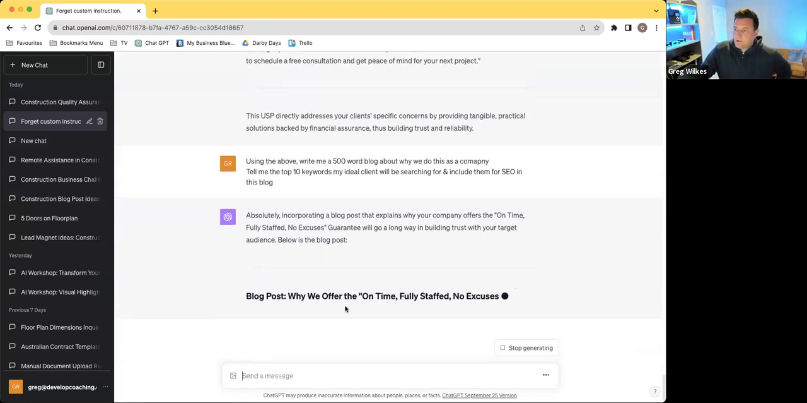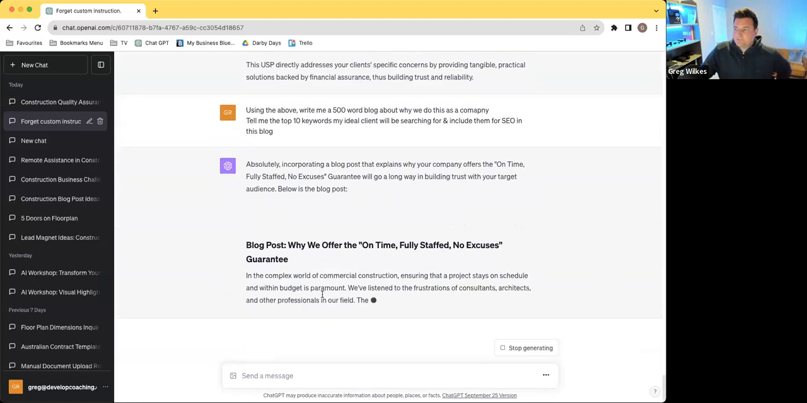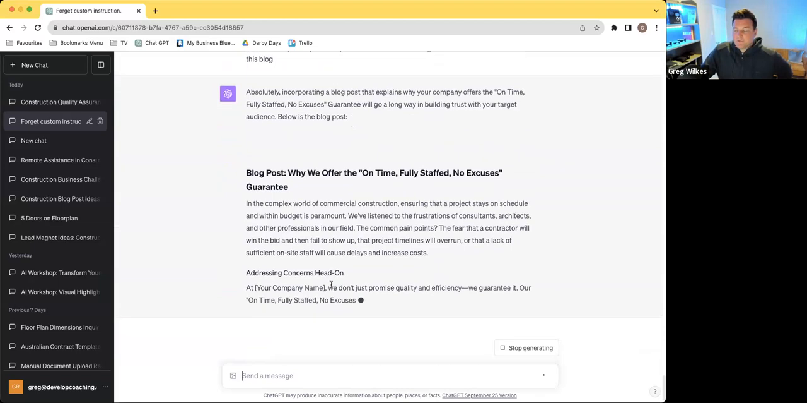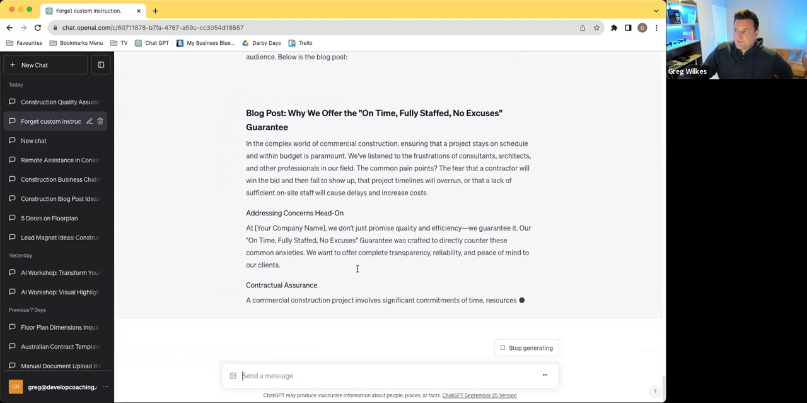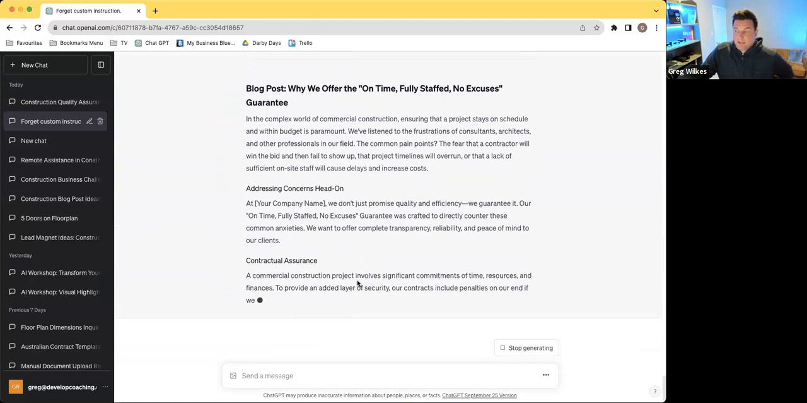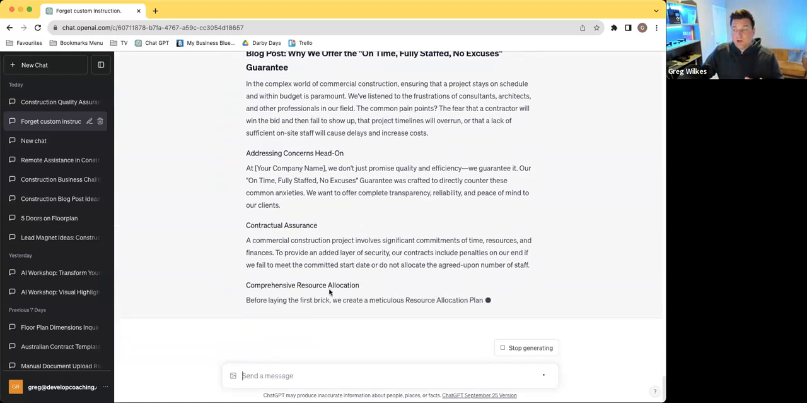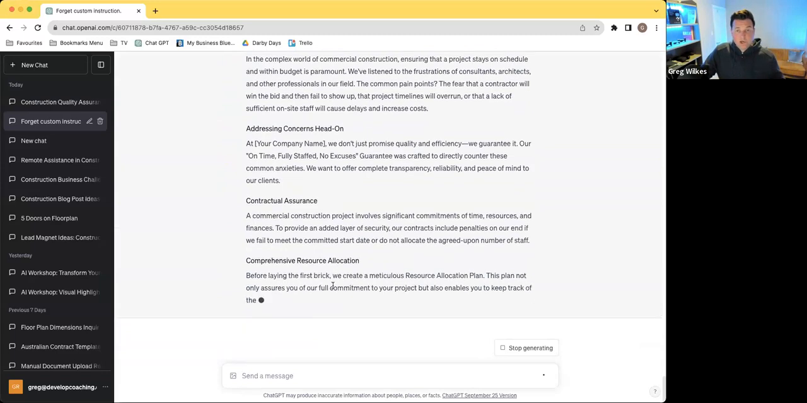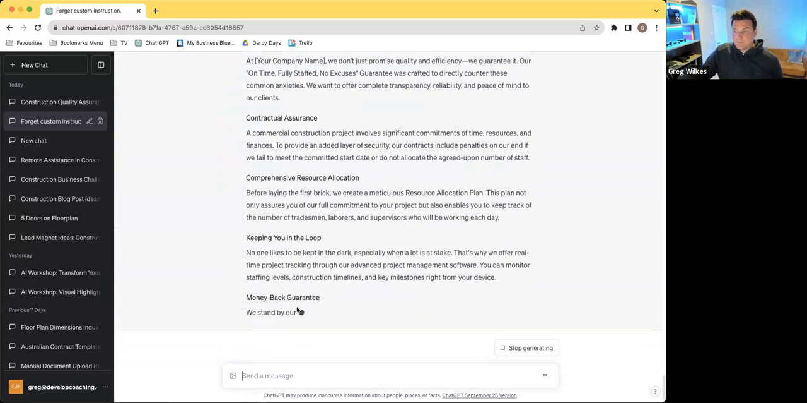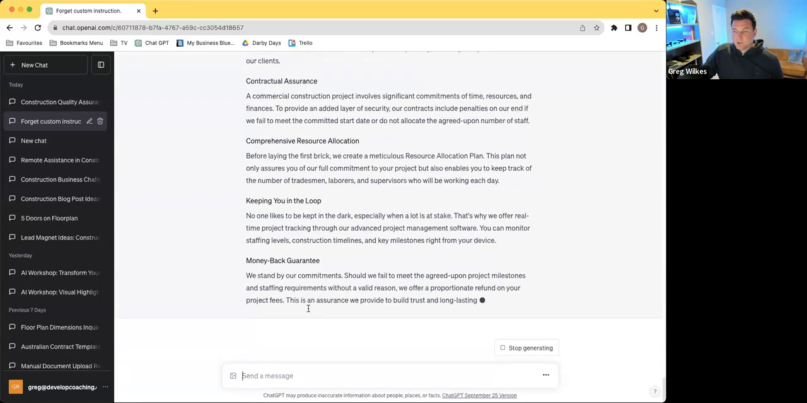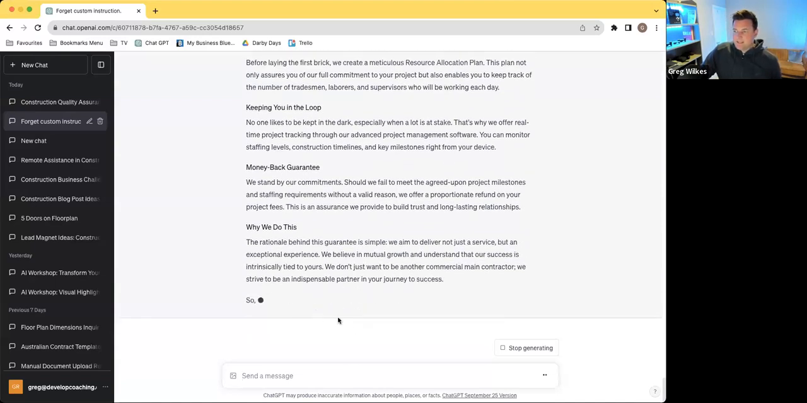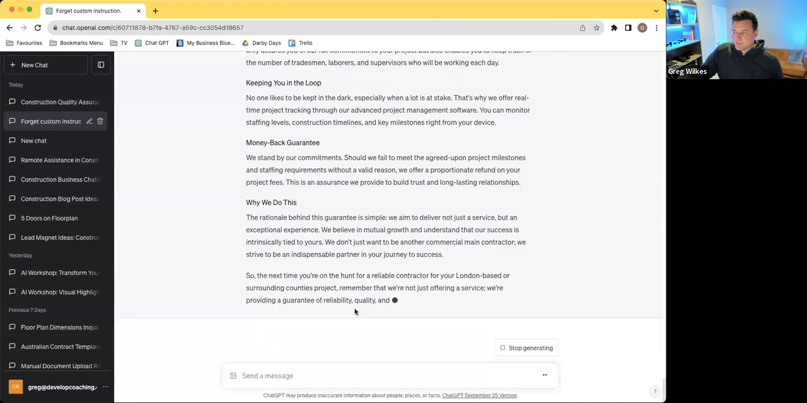Now it's going to write a blog about why you offer this on-time, fully staffed, no excuses guarantee. And it's going to write a 500-word blog here. Now, in a second, when this blog finishes, it's then going to identify what the top 10 keywords are. And that's really important. It's absolutely crucial that you know what people are searching for on Google. And this is going to be able to tell you what most people are looking for on this, which is going to be really powerful. And then you just want to incorporate that into your blog. Now, there are other tools out there that do this, but this is just a nice, quick, easy way of doing it if you wanted to. So let me just wait for that to finish.